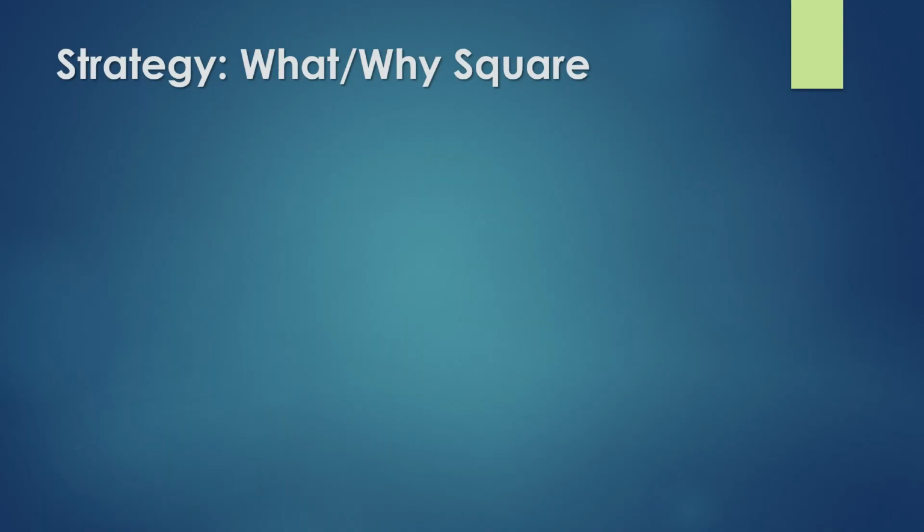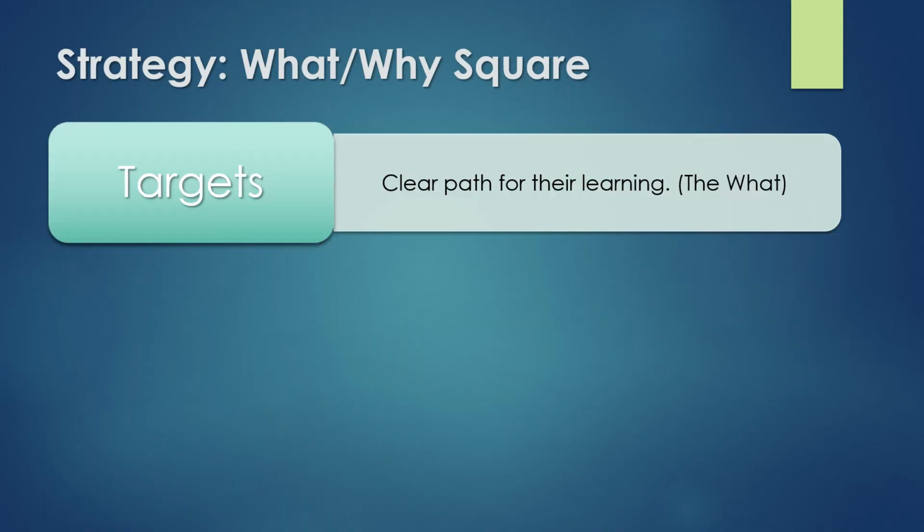Let's talk about the components of the What, Why, Square. The purpose of communicating learning targets with students is to provide them with a clear path for their learning. When students know what their end goal is, and even the assessment criteria attached to it, they will be able to self-assess their progress toward that goal. The traditional method of posting learning objectives on the wall meets this step. You're telling the what.